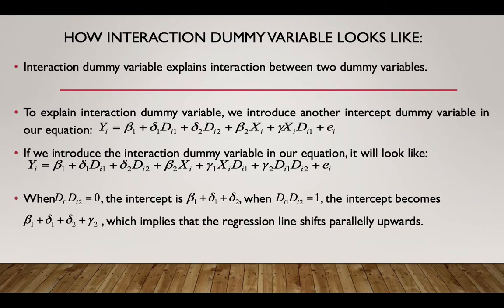If we put this value in the equation, then the intercept becomes beta 1 plus delta 1 plus delta 2, and there is no interaction dummy effect in this model. But when di1 di2 equal to 1, then the intercept becomes beta 1 plus delta 1 plus delta 2 plus gamma 2.